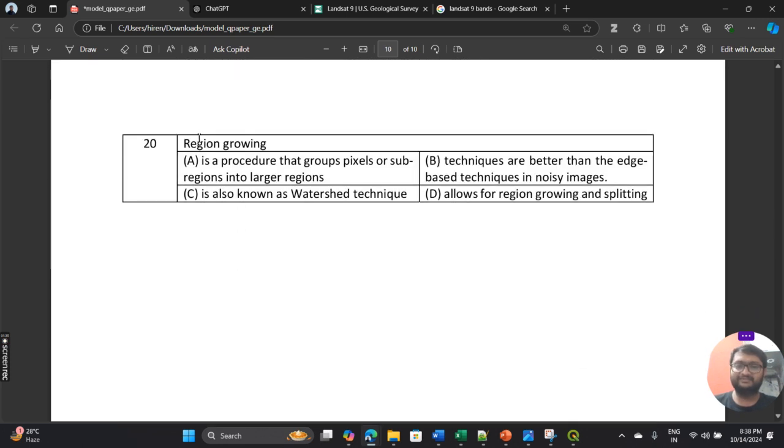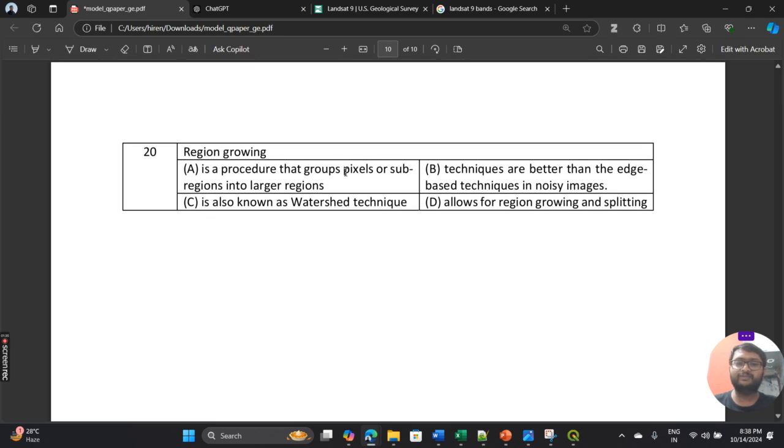So this is region growing. This technique is used when we do classification to identify the pixels, like in the case of unsupervised classification. It's not a watershed. It's a process that groups pixels or subregions into larger regions.